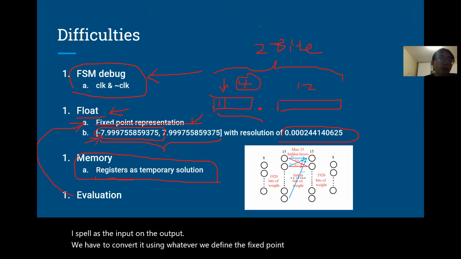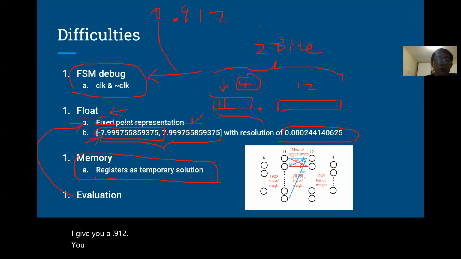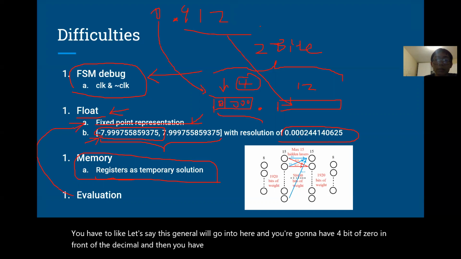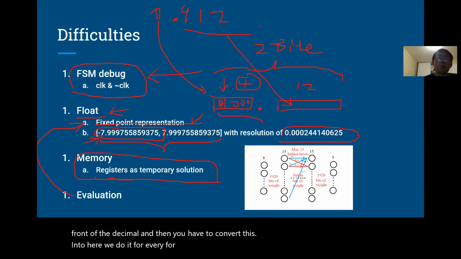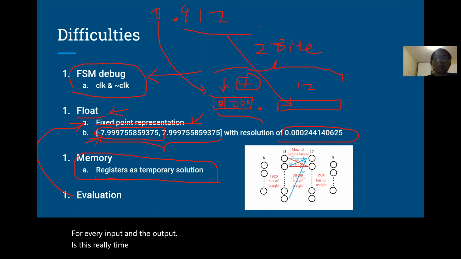So let's say if I give you 0.912, the 0 will go in here and you're going to have 4 bits of 0 in front of the decimal, and then you have to convert this into here. We do it for every number, for every weight, for every bias, for every input and the output. It is really time consuming, and we work on it together as a group.